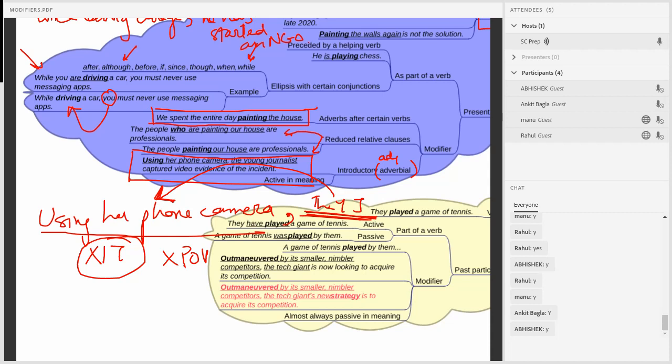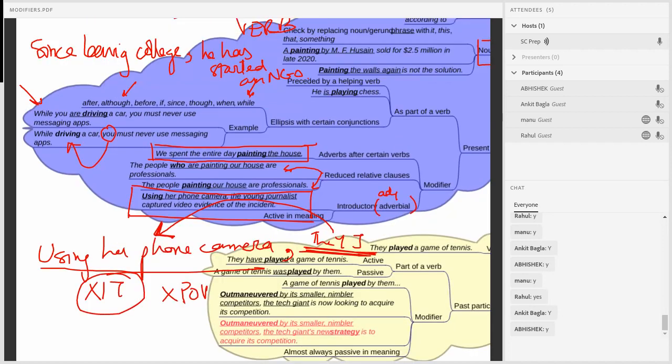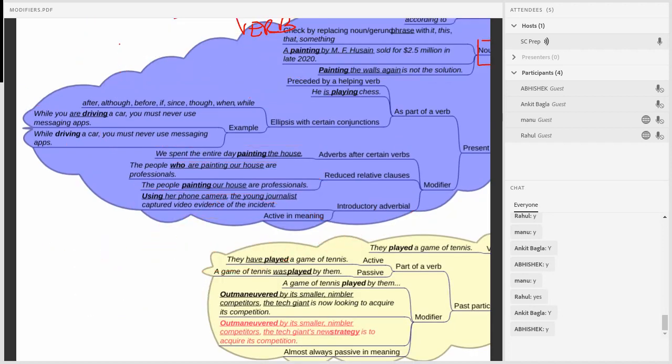But right now, I just want to quickly check. Are we comfortable saying this? An introductory ing modifier, a present participle modifier, needs to be followed by the logical noun. Manu's comfortable, Rahul's comfortable, Ankit and Abhi. Perfect. I expect that you would have seen this because it is tested relatively often on the GMAT. If you've solved any number of GMAT questions, you would have definitely come across this at least a few times by now.